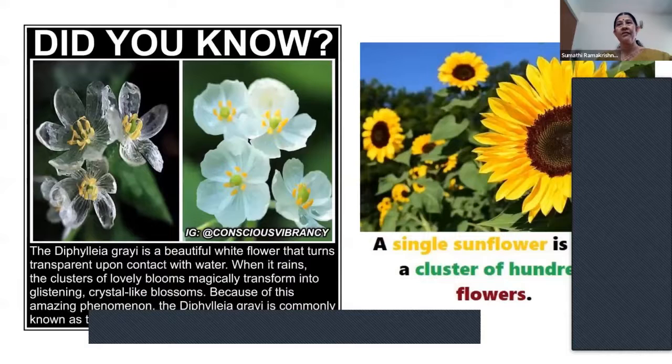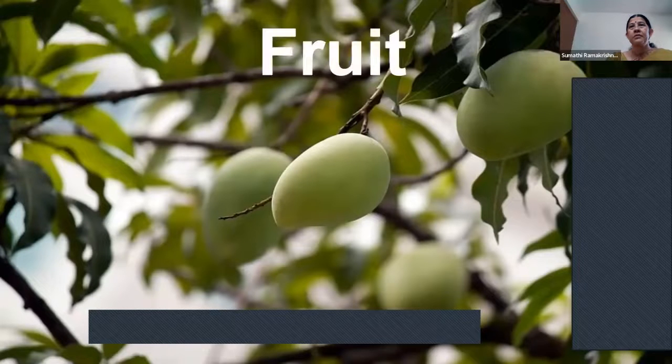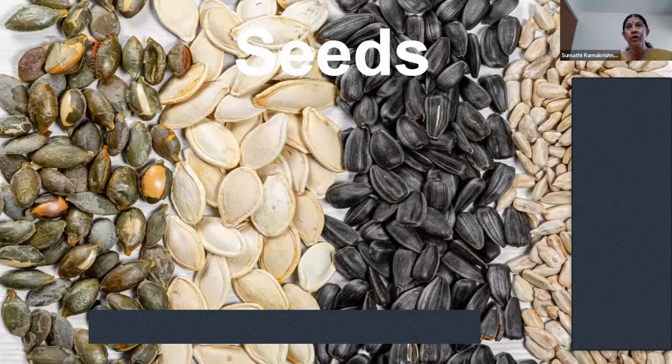Then here also I've added a few 'did you know' facts. A single sunflower is a cluster of 100 flowers. And we are talking about the diphthelia. Then comes the fruit. Surely you can ask them about the various types of fruits, different varieties, grown in different places and of different types. There also you can only explain, not much in detail.